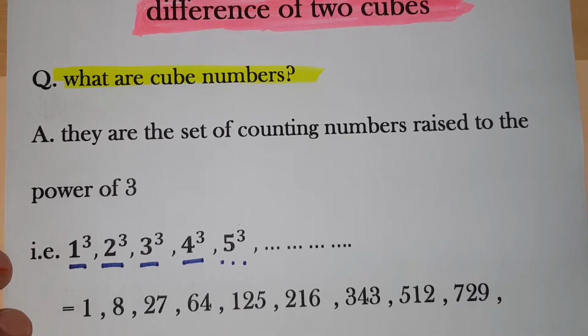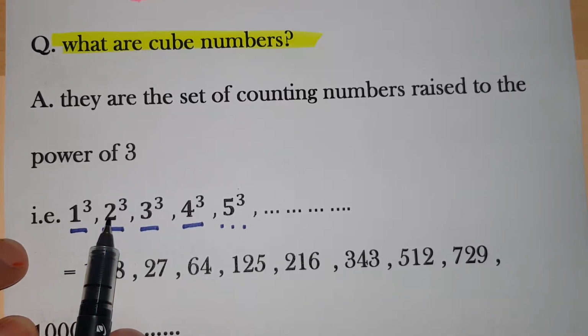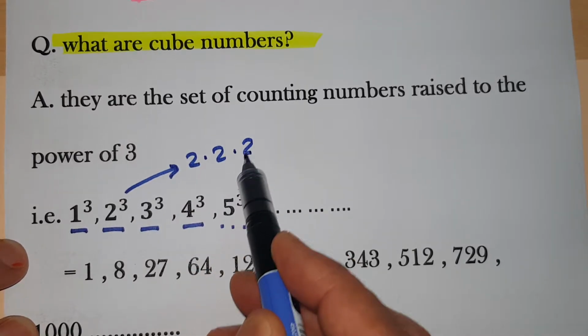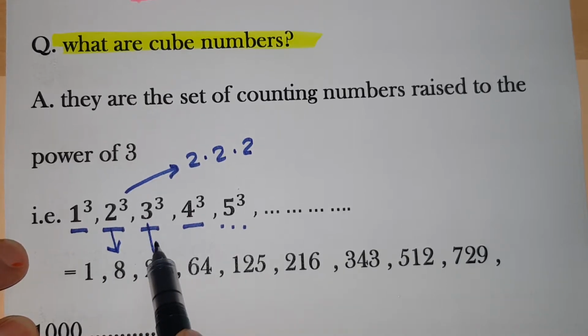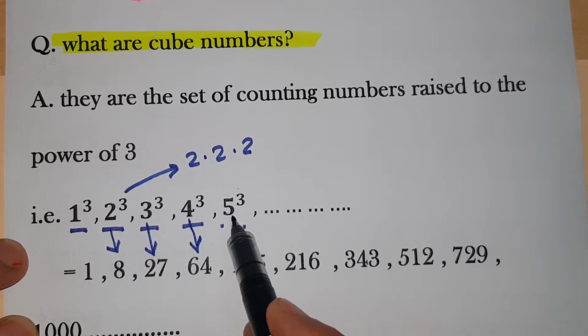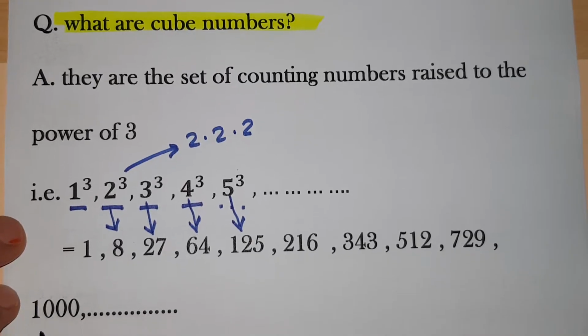When we calculate these amounts, 1 cubed, 1 times 1 times 1 is 1. 2 cubed means 2 times 2 times 2. The answer is 8. 3 cubed, answer 27. 4 cubed, 64. 5 cubed, 125, and so on. Then 6 cubed is 216, 7 cubed is 343, 512 is 8 cubed, 729, and 1000.